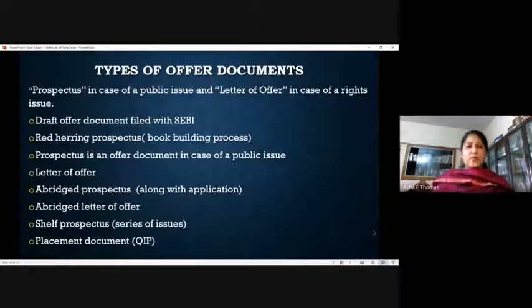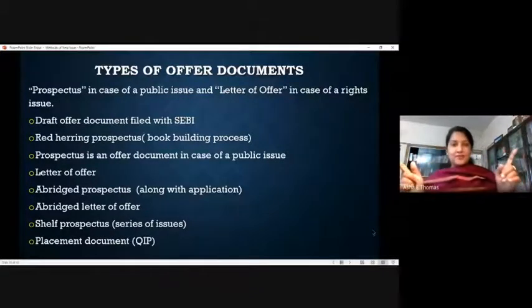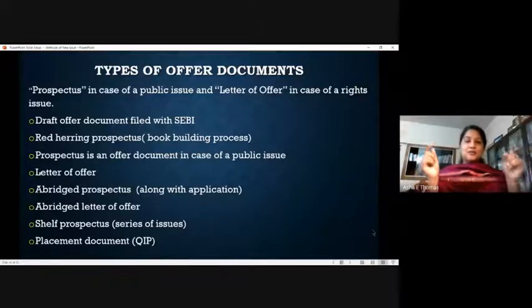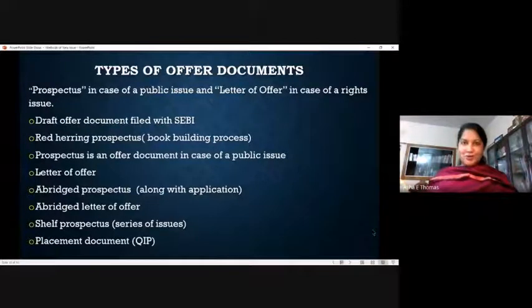Then the second one, it's not mandatory. Suppose we are yet to learn about book building process. It's actually a band, a price band is given, and the investors are asked to suggest one price. And the highest bidding price, based on that, the allotment will be made. We will learn about this in the next few classes. So when we are talking about book building process, the offer document, the first document would be red herring prospectus, and the prospectus will be filed with the SEBI only after finalizing the offer.